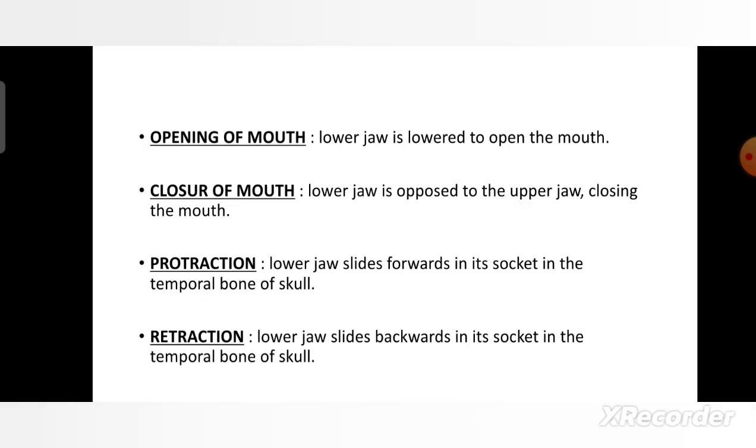Next is the opening of the mouth. The lower jaw is lowered to open the mouth. Closure of the mouth means the lower jaw is opposed to the upper jaw, closing the mouth. Protraction. The lower jaw slides forward in its socket in the temporal bone of the skull. Retraction. The lower jaw slides backward in its socket in the temporal bone of the skull.